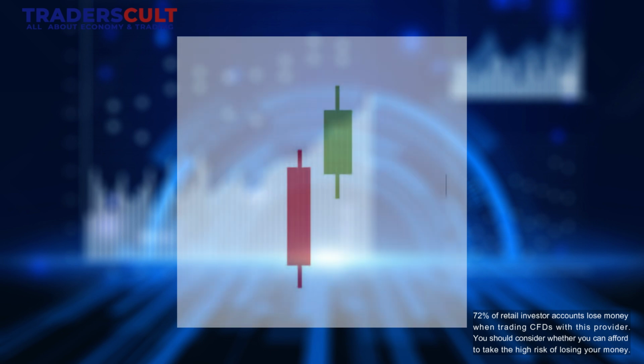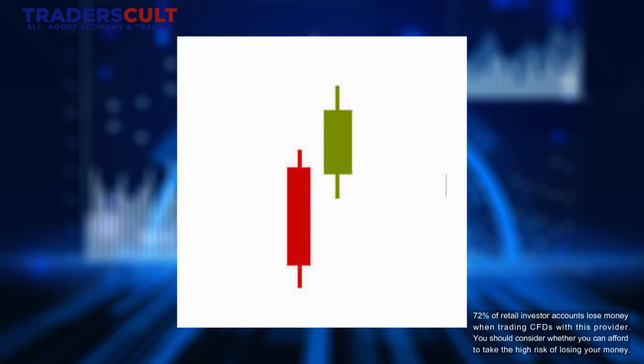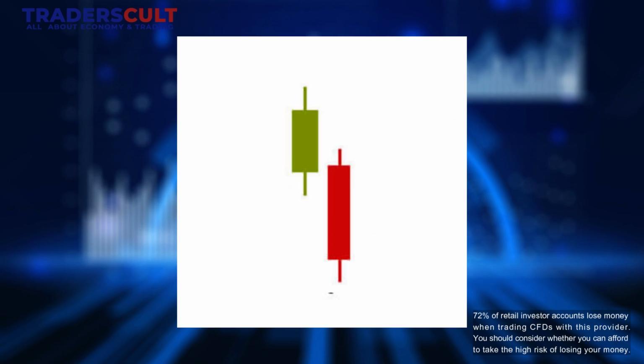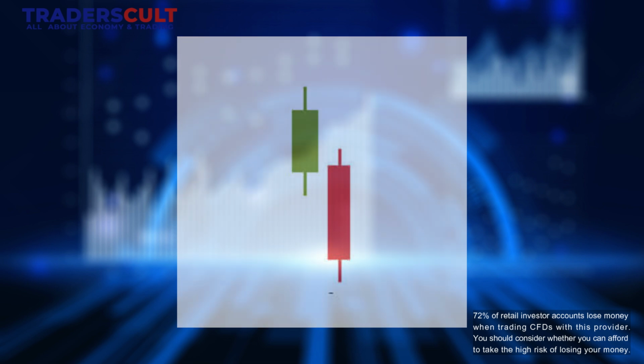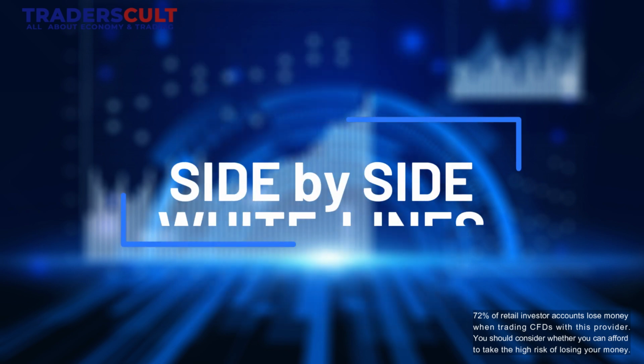Separating lines. In the uptrend, it consists of a bearish candle followed by a bullish candle with the same opening price as the first. In the downtrend, it consists of a bullish candle followed by a bearish candle that opens at the same price as the first.